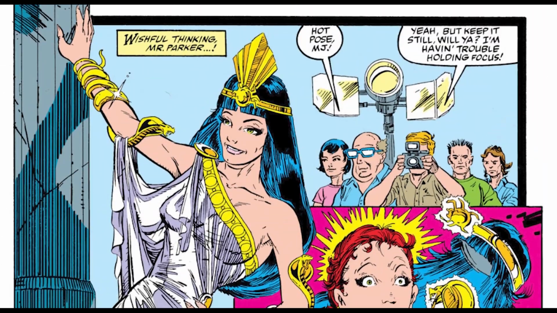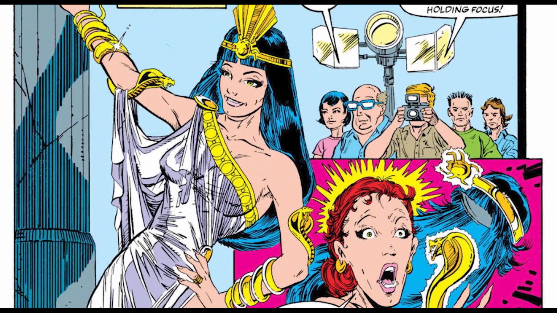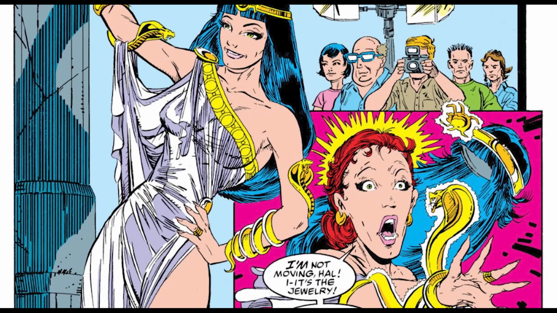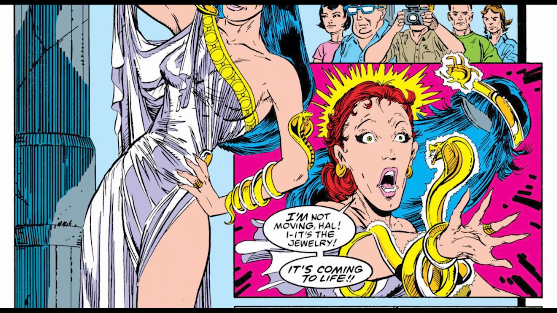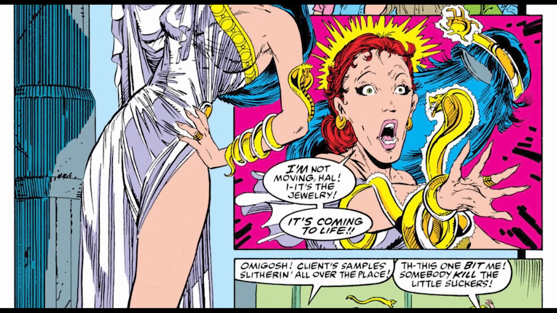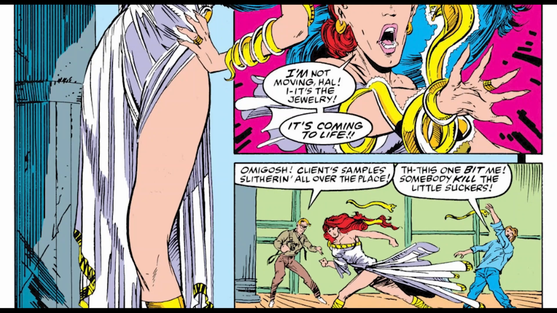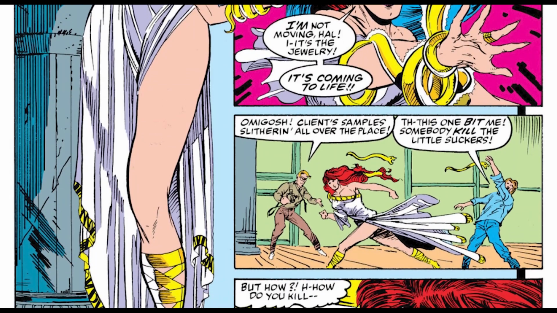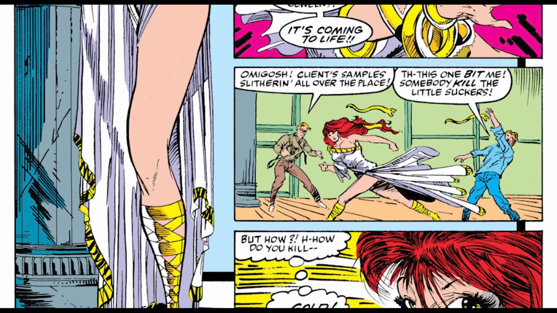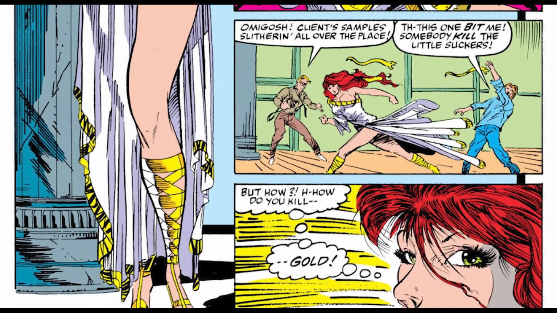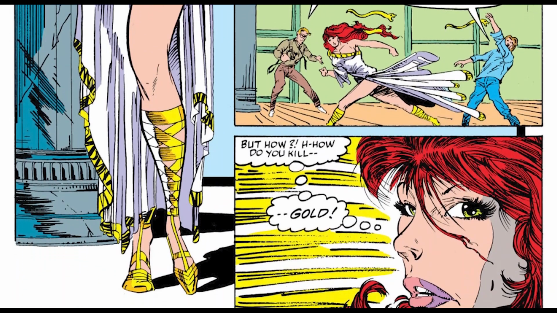But before we can do that, we got to go pick up with Mary Jane, because Mary Jane is about to be in some trouble. Now, right now we see her doing some kind of photo shoot because she is a model. But then the jewelry that she is wearing becomes alive. And you're wondering, why is it alive? Why is it attacking her?